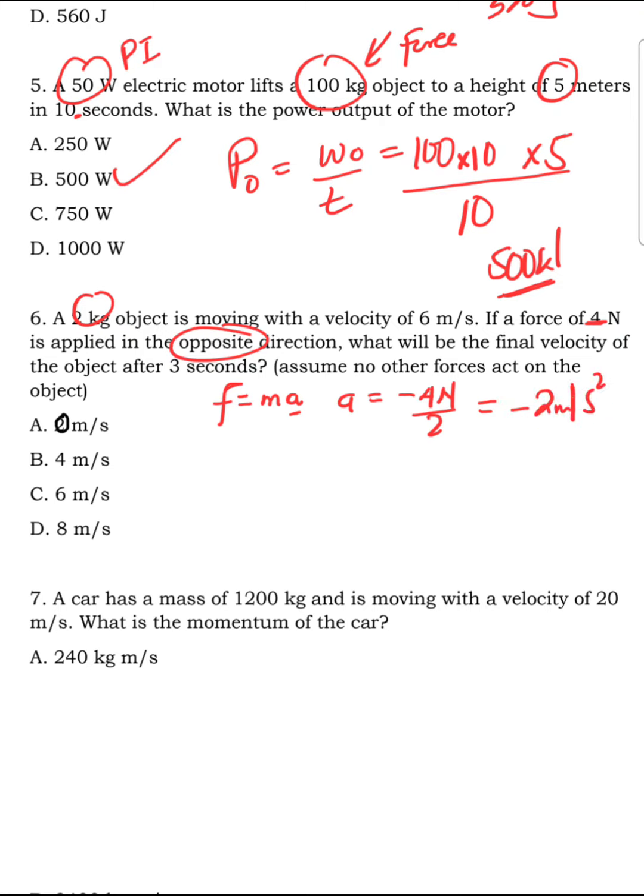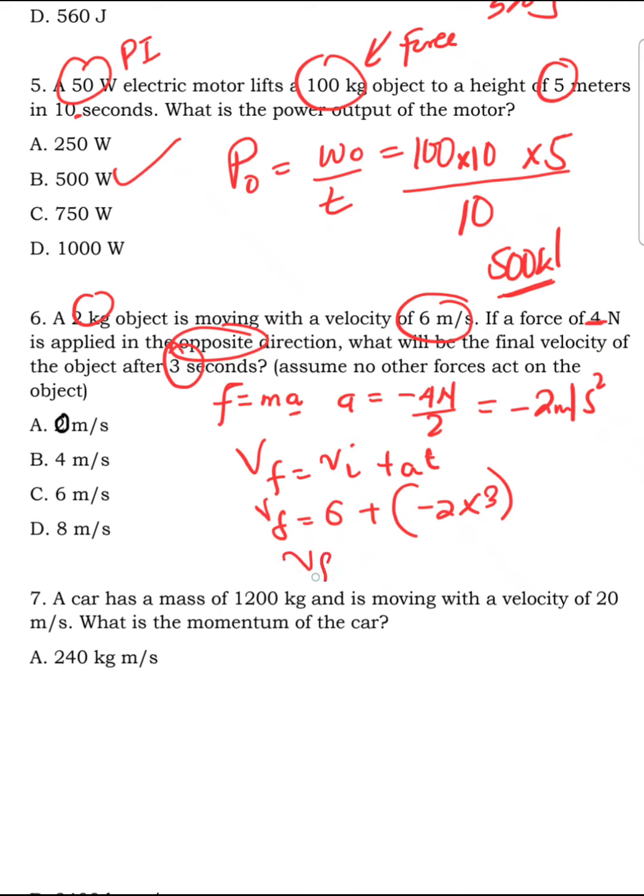Now, final velocity is equal to initial velocity plus at. You know this equation of motion, the first one, right? So final velocity is equal to initial, which is 6, plus acceleration, negative 2, times time, 3 seconds. So we end up having final velocity as 6 minus 6, which gives us 0 meters per second. That's why A is our best answer there. Though it was 2 there, I just changed it because there was no answer. And sorry for that.